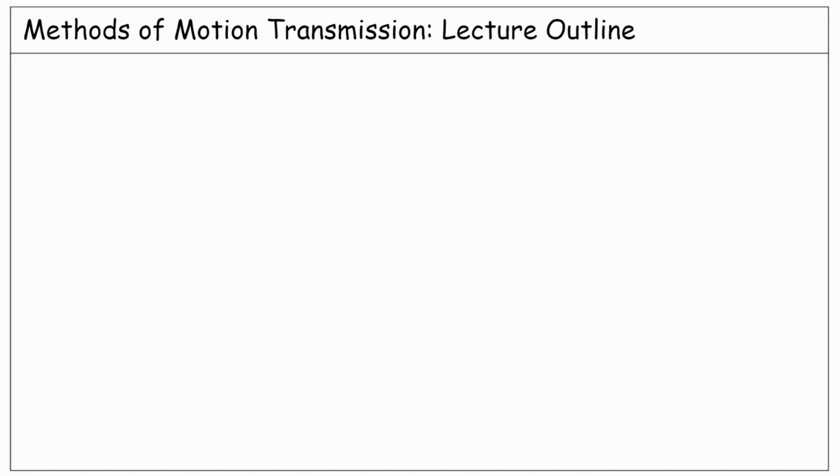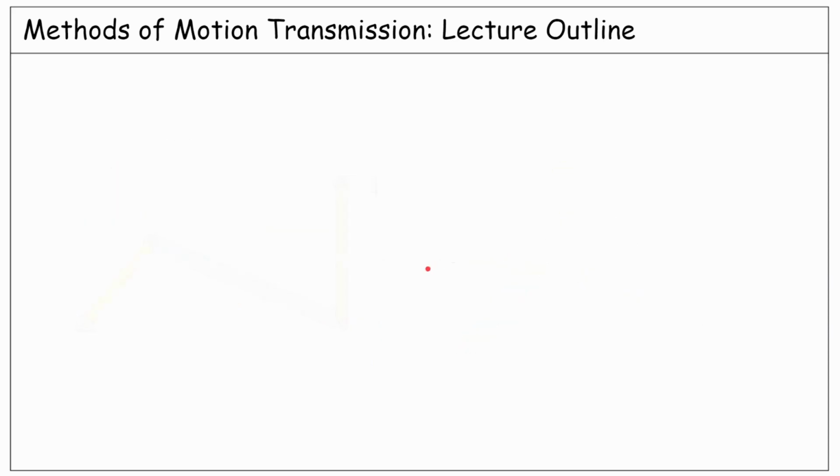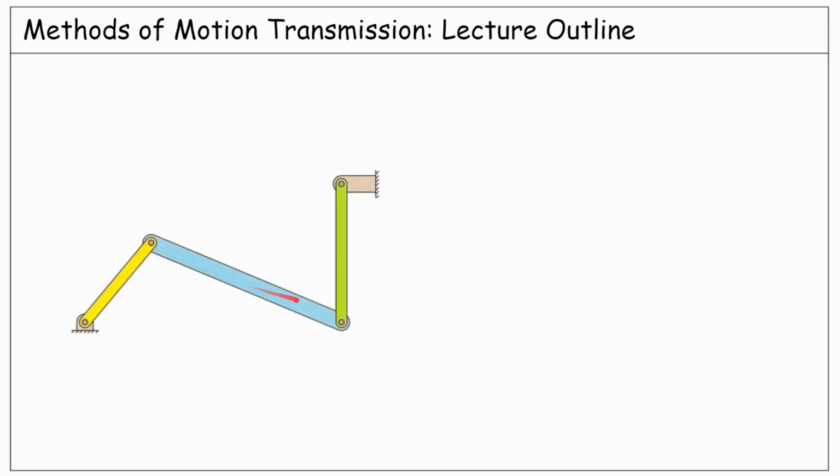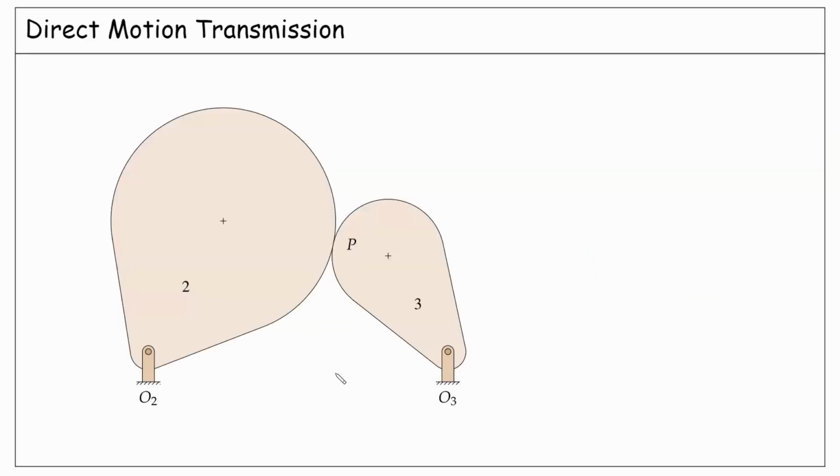In this lecture, we want to classify different methods of transmitting motion in mechanical systems. And by means of some examples, we will learn how the motion can be transmitted between two rigid bodies, sometimes directly via an immediate contact or a kinematic joint, and sometimes indirectly by a third connector such as a rigid link or a flexible belt or chain.